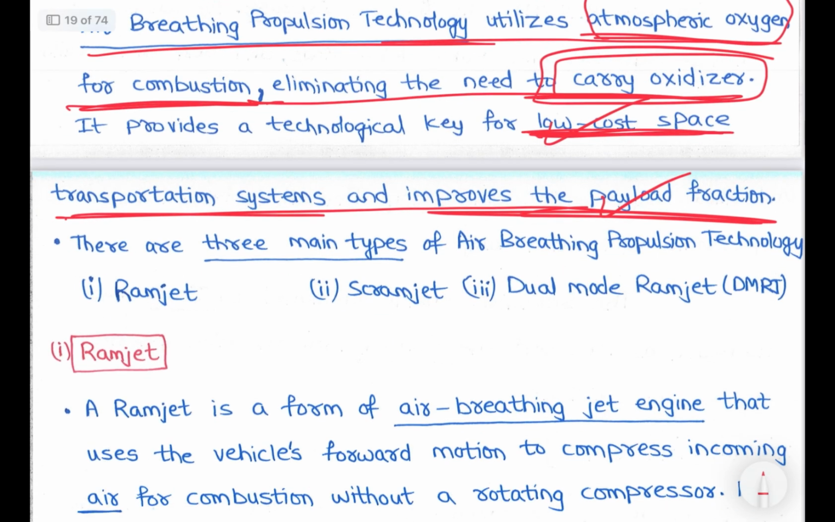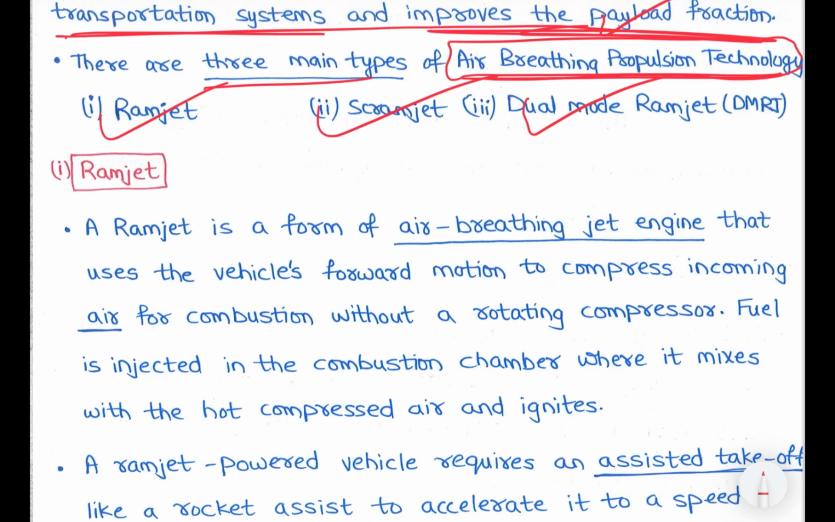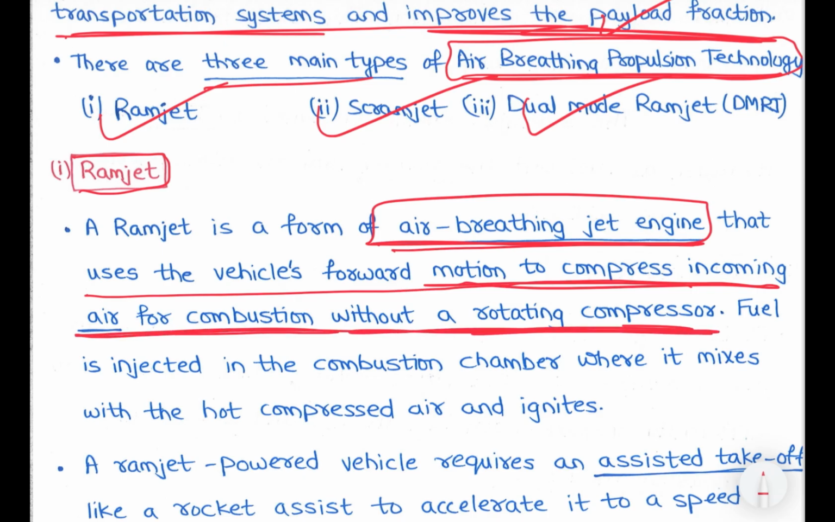सो देयर आर थ्री मेन टाइप्स ऑफ एयर ब्रीथिंग प्रोपल्शन टेक्नोलॉजी, राइट. दे आर रामजेट, स्क्रैमजेट एंड ड्यूअल मोड रामजेट, राइट. सो रामजेट इज ए फॉर्म ऑफ एयर ब्रीथिंग जेट इंजन, right, that uses the vehicle's forward motion to compress incoming air for combustion without a rotating compressor, right.